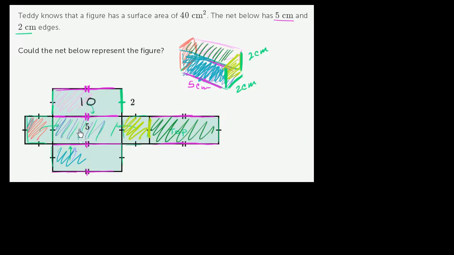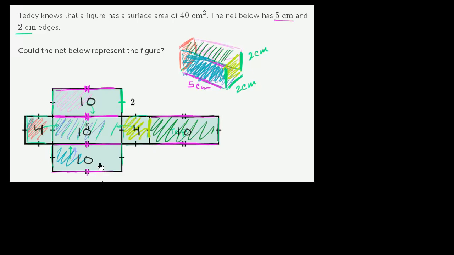Same thing for this one. It's going to be 5 by 2. This one is 5 by 2. So these are each 10 square centimeters, and so is this one. This is 5 centimeters long, 2 centimeters wide. So once again, that's 10 square centimeters. Now these two sections right over here, they're 2 centimeters by 2 centimeters. So they're each going to be 4 square centimeters.